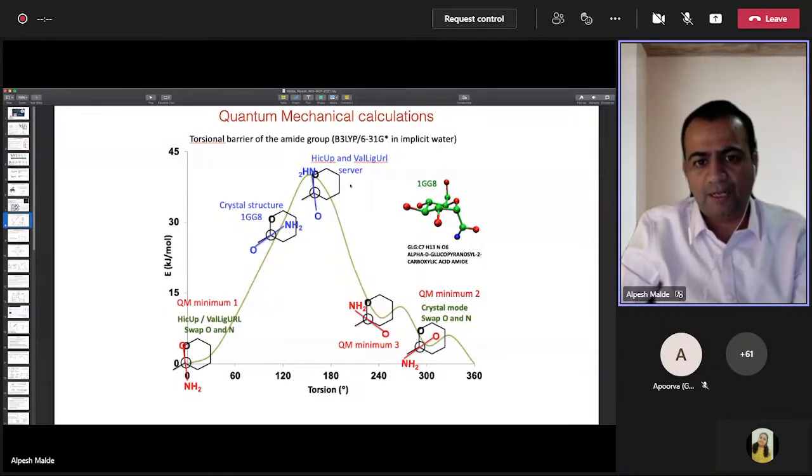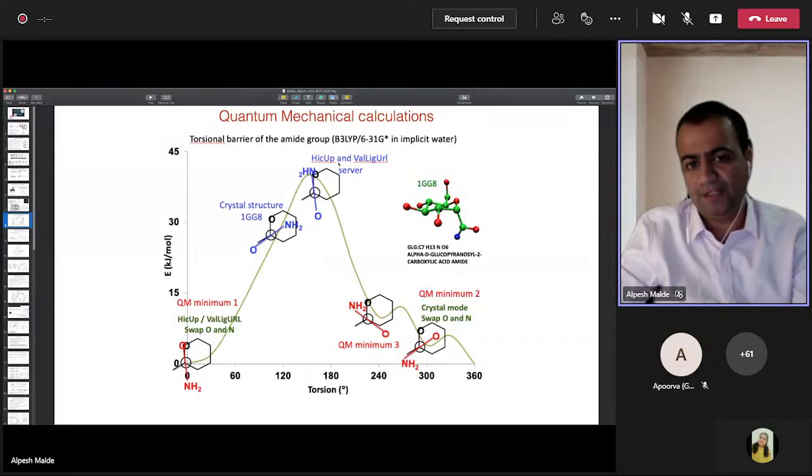Then we immediately go back to the crystal structure conformation. The crystal structure conformation is actually sitting higher in the energy profile here. Then we went to the validation servers available at the time, called HiQCup and Validate URL. We took the structures out of those web servers and they were sitting even higher in the energy.